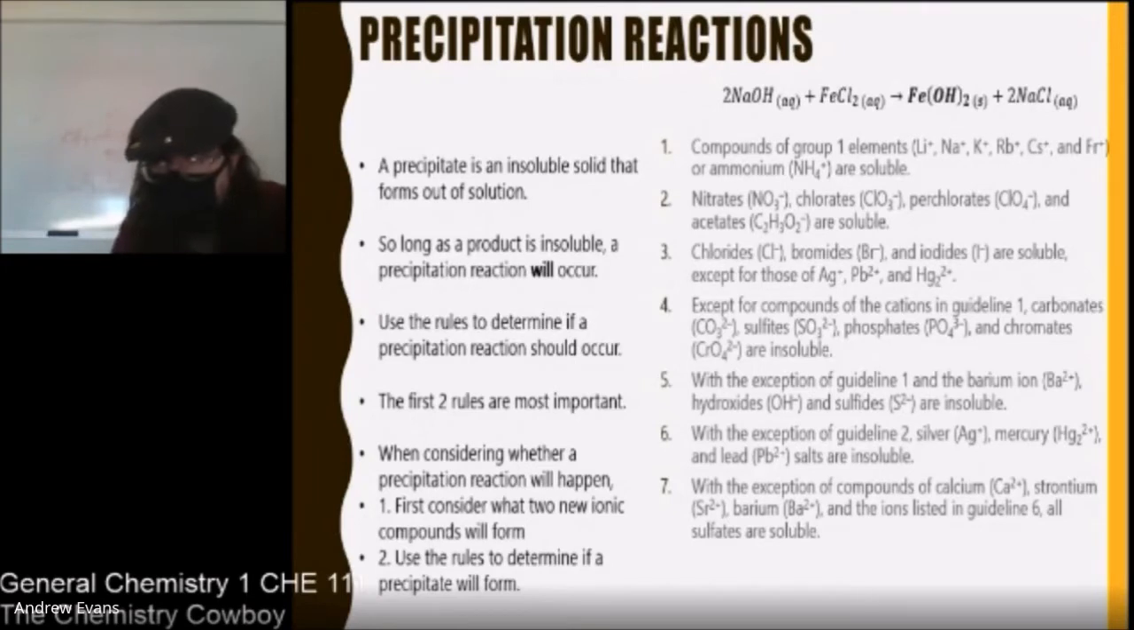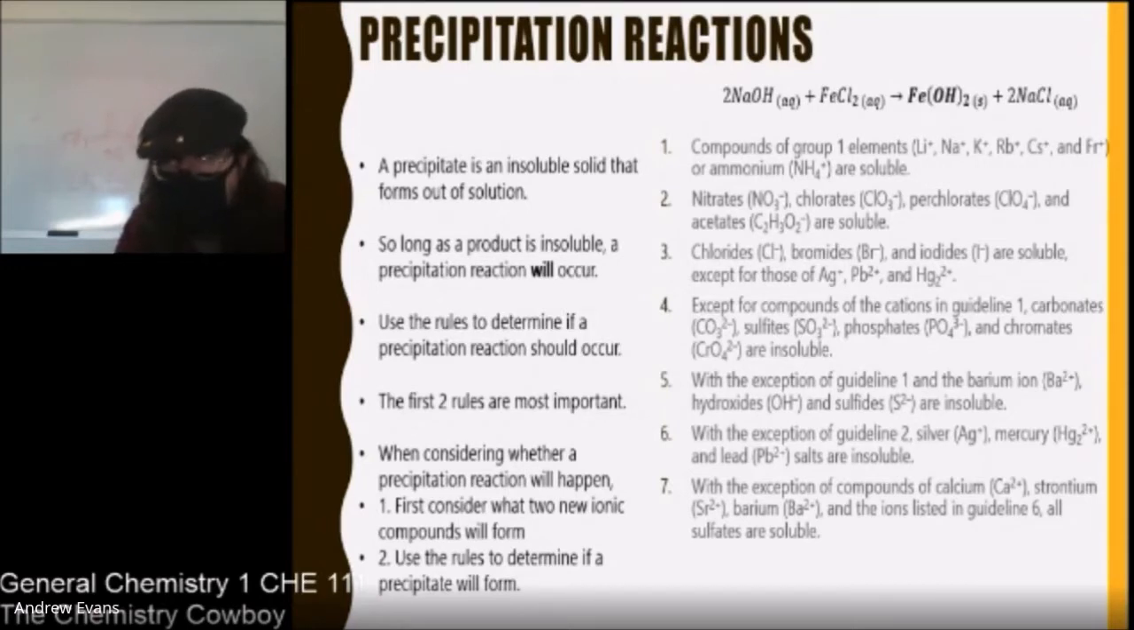So we're going to split the remaining bit of this chapter into three basic types of reaction: precipitation reactions, acid-base reactions, and oxidation reactions. The first thing is to learn about precipitation reactions.